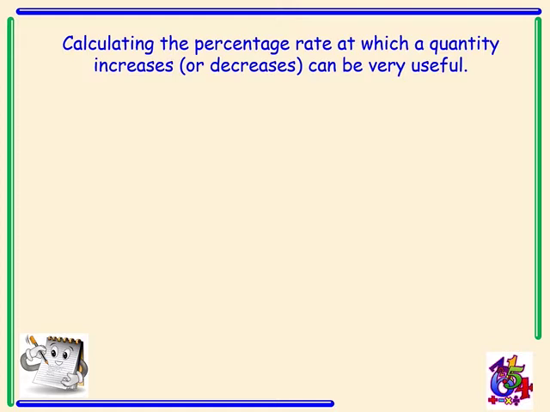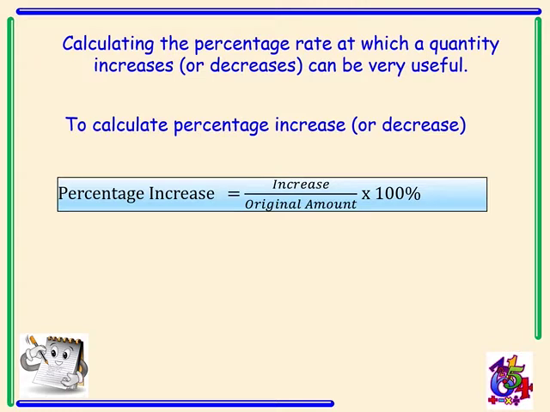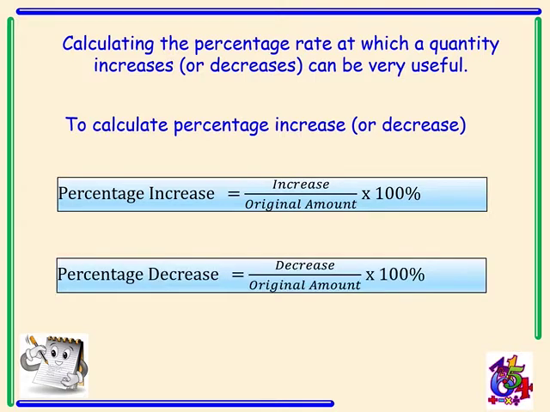Calculating the percentage rate at which a quantity increases or decreases can be very useful. To calculate a percentage increase or decrease, we use this formula here. For percentage increase, we work out the increase, we put that on top of the fraction, we divide by the original amount or starting value, and we times by 100. And for percentage decrease, we calculate the decrease, we divide it by the original amount, and we multiply by 100.